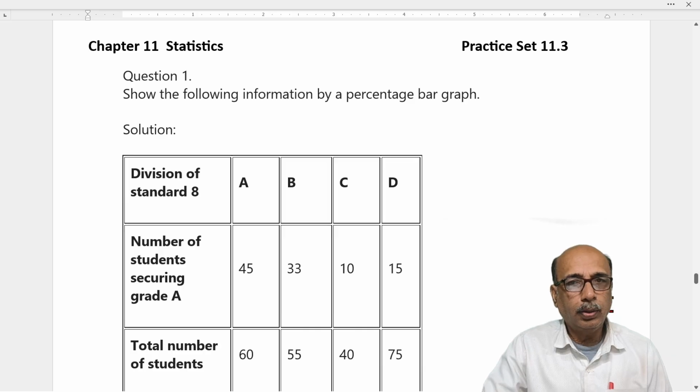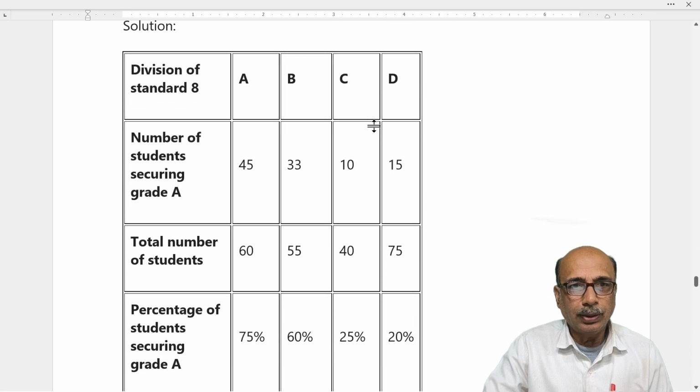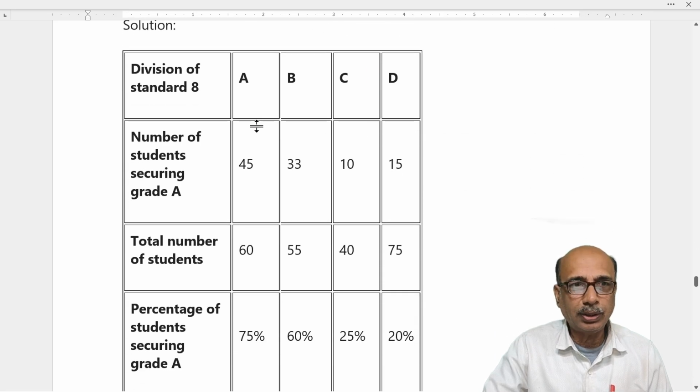Children, we are starting with practice set 11.3. Question number 1. Show the following information by percentage bar graph. Here the table is given to us. Division of standard.